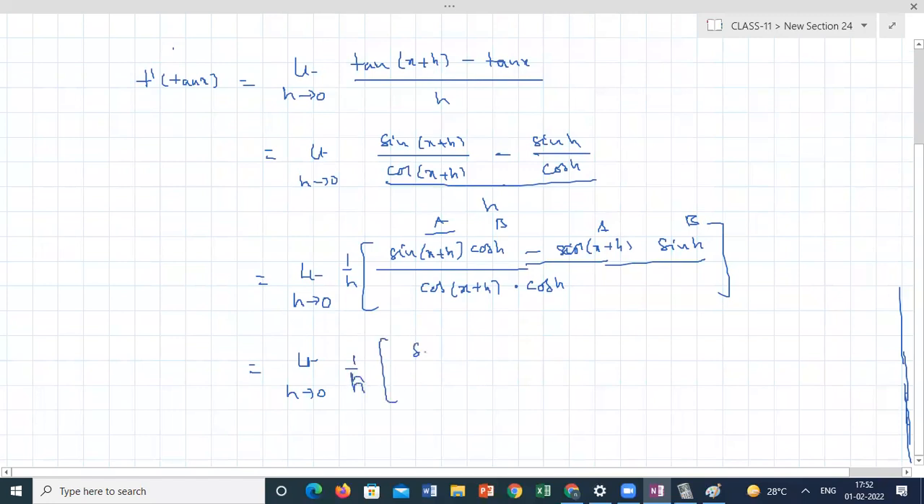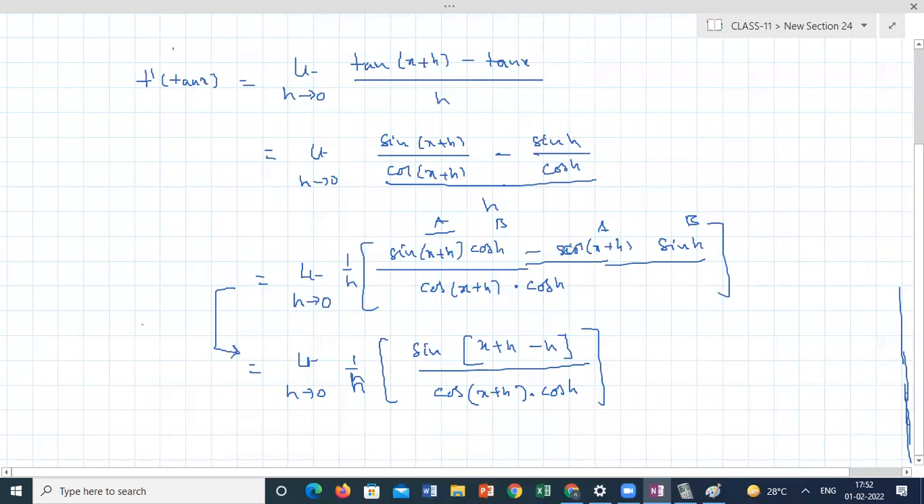This can be written as sin of x plus h minus x, that is sin h, divided by cos of x plus h into cos x. Is it clear? This is a crucial step. Coming from here to here is a crucial, important step. Guys, anyone having any doubt in that step, please? Students, please respond. Anyone having any doubt in that step? Yeah. Now apply the limit.